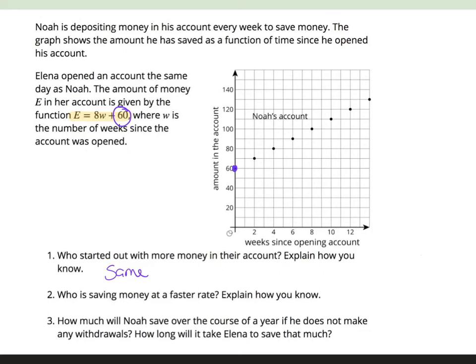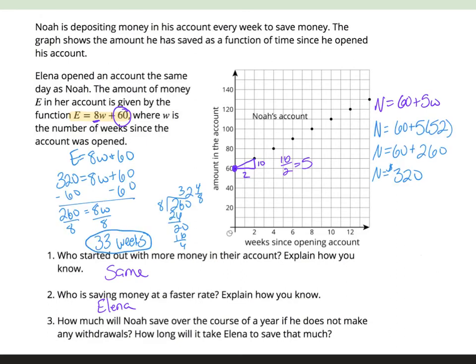That's his starting amount. Who is saving money at a faster rate? Explain how you know. And it's going to be Elena. And here's why. She's saving $8 a week. Noah, if we make a slope triangle to find his rate of change, rise of 10, run of 2, and that's going to be a slope of 10 over 2, or just 5. So his equation is going to be Noah equals 60 plus 5W, $5 per week.